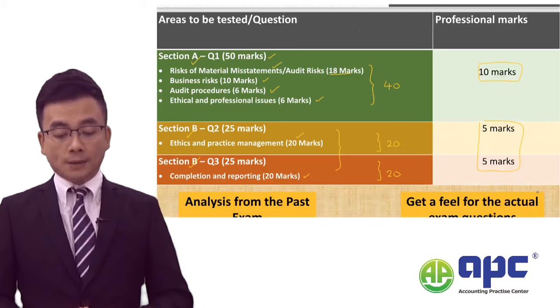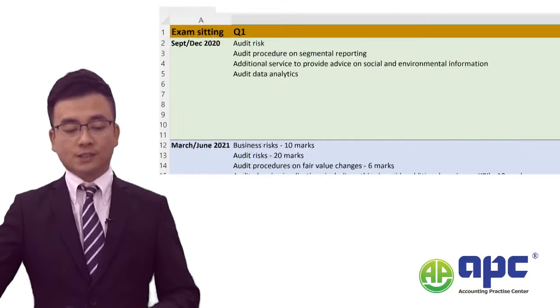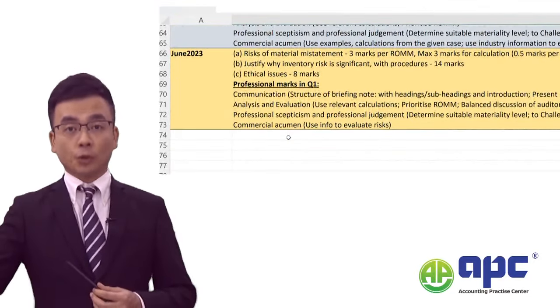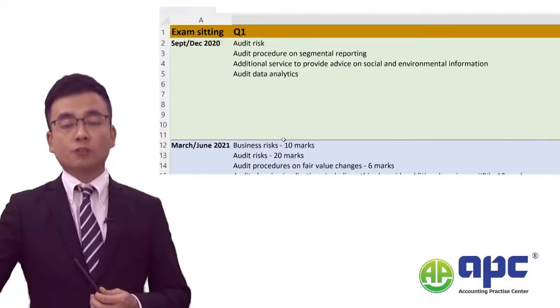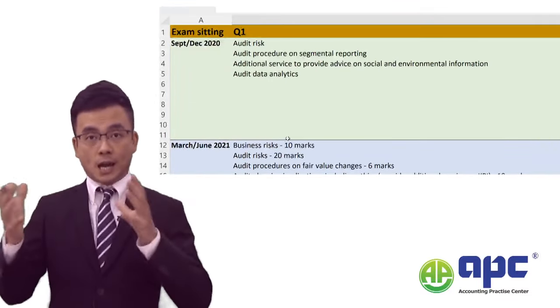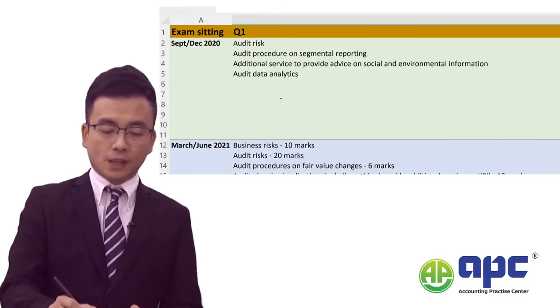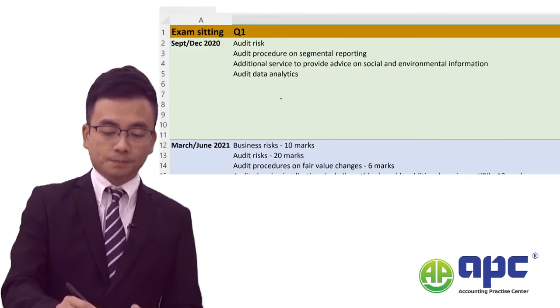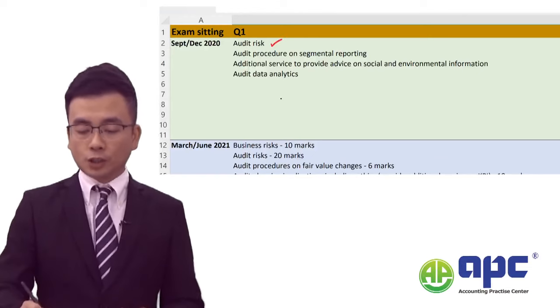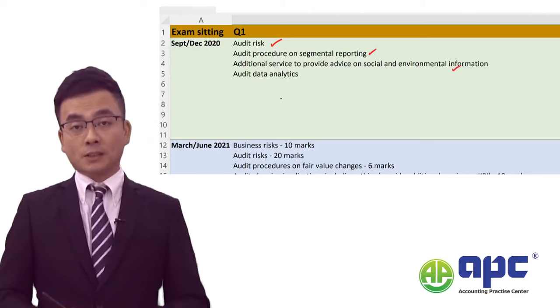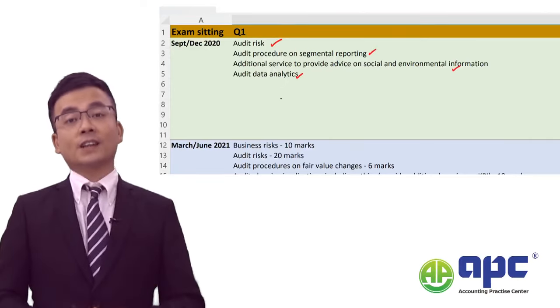Now, here, I would like to show you my analysis of the past exam papers, from each and every sitting, from September 2020 up to June 2023. So you can get a feel for what sort of questions may be tested in each section of the AAA. For example, in September and December 2020, the audit risk procedure on IFRS 8 segmental reporting, and also social and environmental issues and audit of data analysis have been tested.